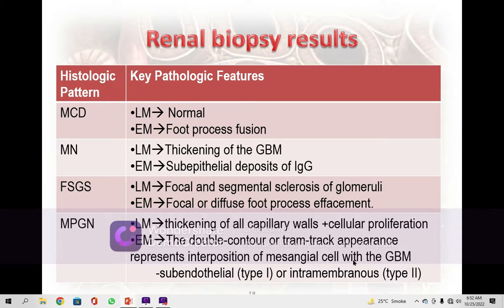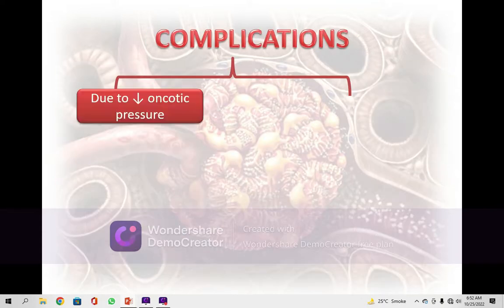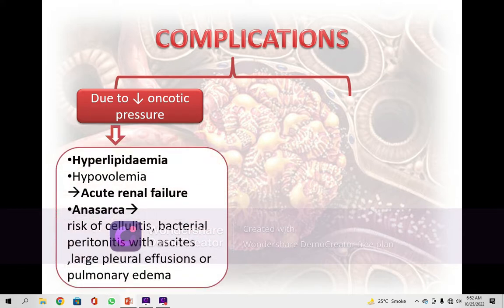Interposition of the mesangial cell with the glomerular basement membrane: if it is subendothelial, it is called type 1. Intramembranous, it is type 2. Whether type 1 or type 2, it will cause the nephrotic syndrome. Complications are due to reduced oncotic pressure and loss of proteins. It will cause hyperlipidemia, hypovolemia, acute renal failure, sarcopenia, and the risk of cellulitis, bacterial peritonitis, ascites, large pleural effusion, and pulmonary edema symptoms may appear.